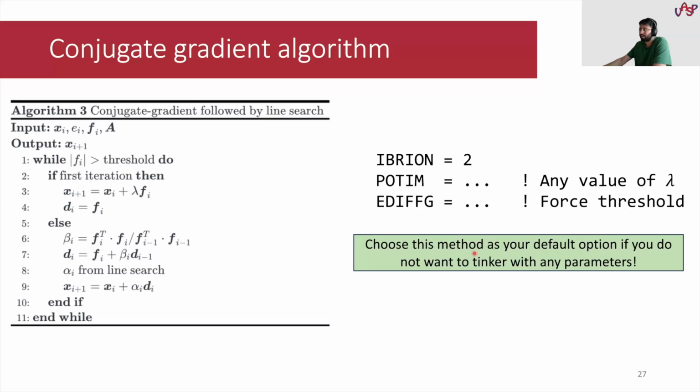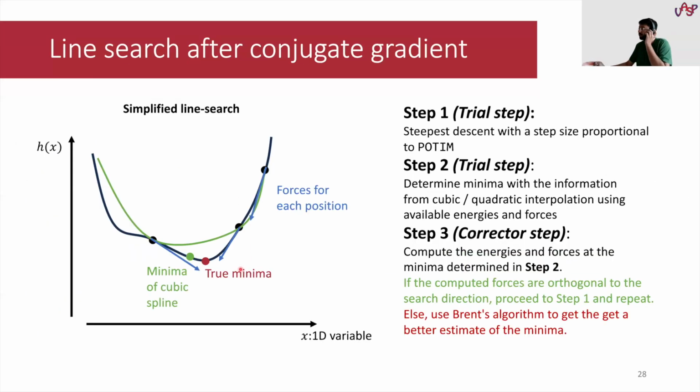I will say, and I'll keep saying this at least once more in the presentation, if you do not want to tinker with any parameters, if you just want to get something that runs, this is your method. It may not get you there in the fewest amount of steps, but it's fairly autonomous unless you have some very, very strange setting of POTIM. But this is the way to go if you're studying systems where you cannot afford to tinker with parameters. So keeping this in mind, let's understand a little bit what line search is.